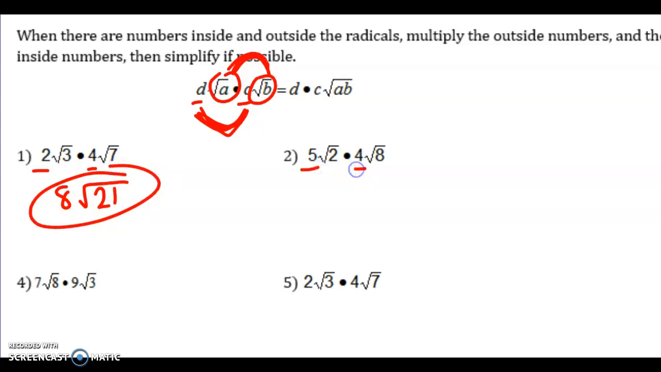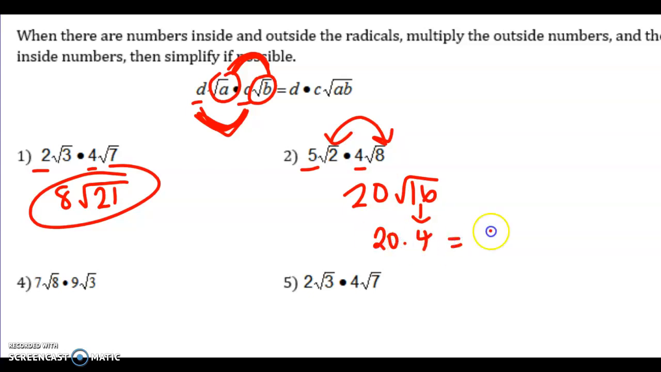So then 5 times 4 is 20. And then I do 8 times 2, which is the square root of 16. Well, the square root of 16 breaks down into 4. So that's going to be 20 times 4, which is 80. That makes life super nice.